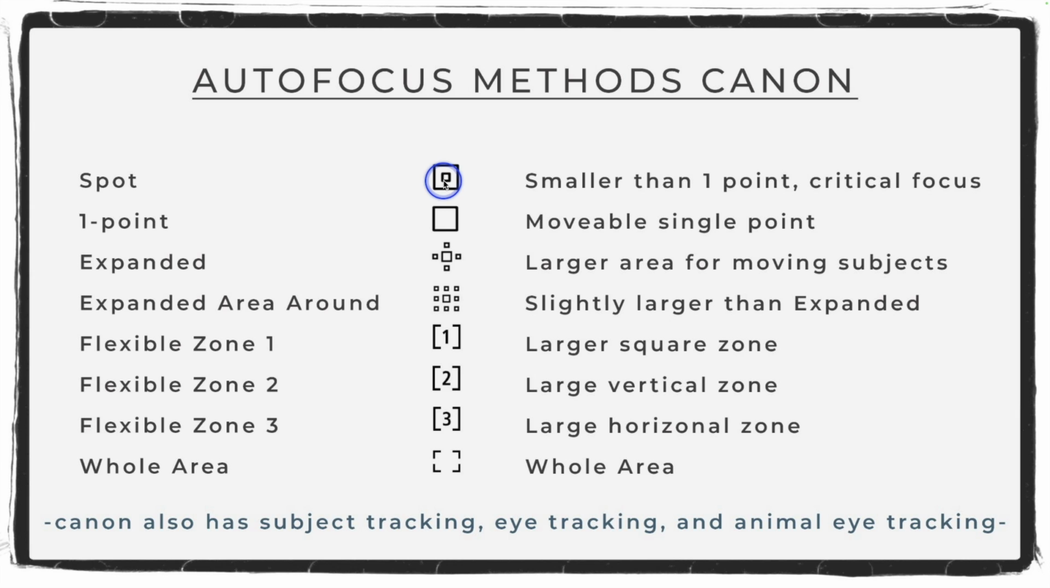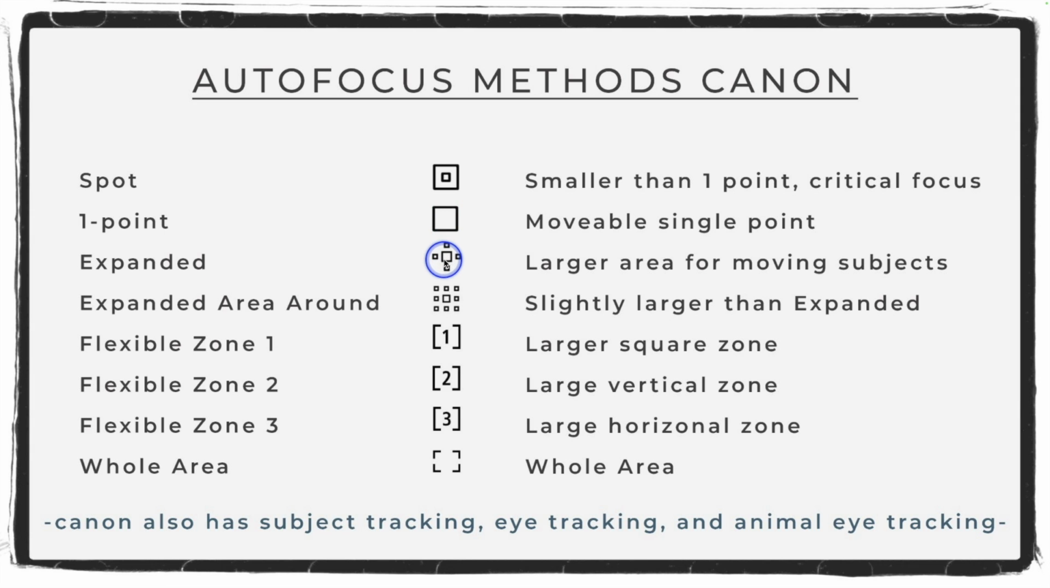This is for when items are really critical, but if a little dog was running around in a frame, you'd have trouble keeping this little dot on them. 1 point is a little bit bigger than spot, all right? And this might be good for a non-moving subject, but you still want it to be kind of critical. But it might not help you on that dog running around.